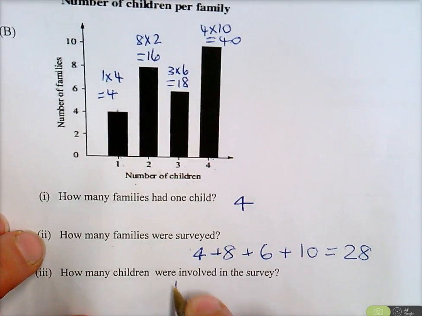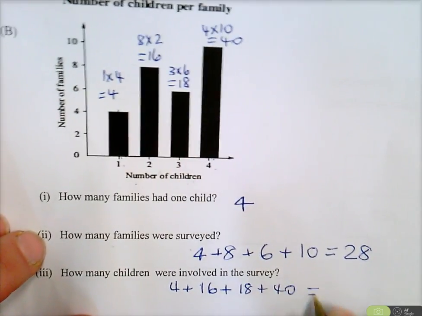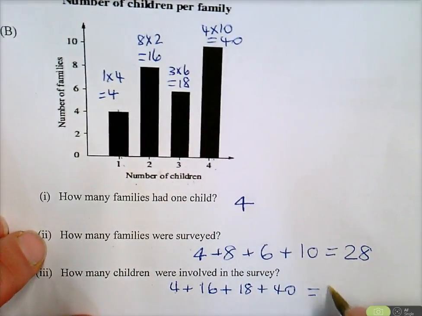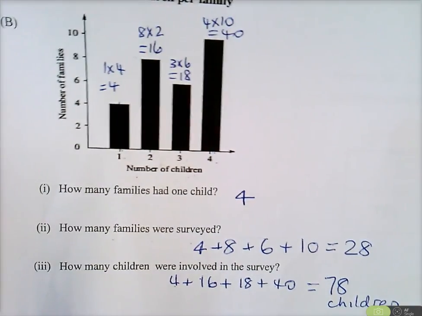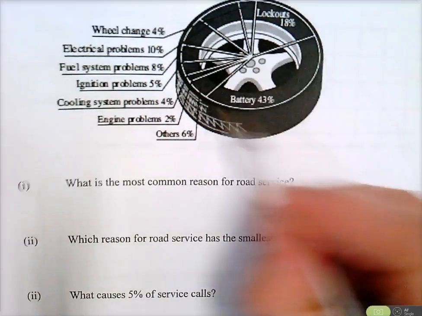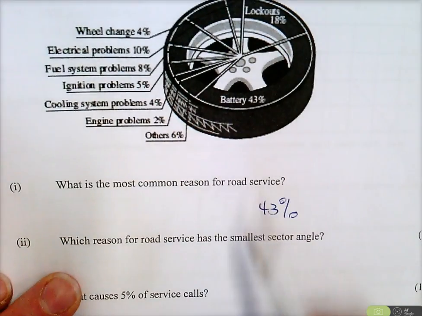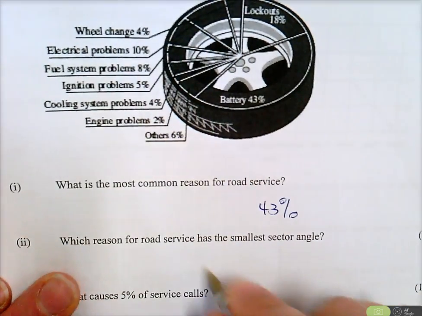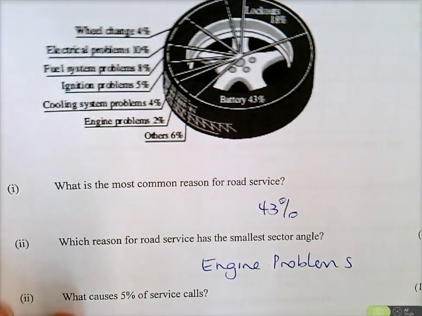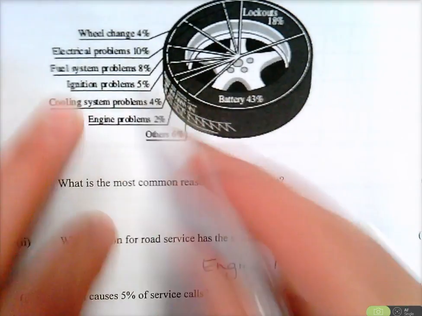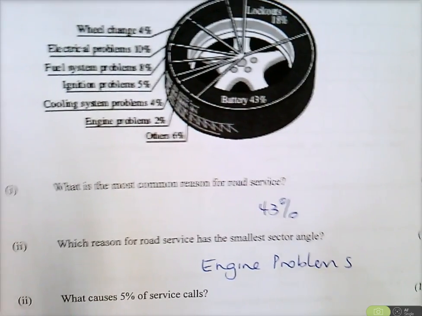So how many children? We've got 4 plus what? 16 plus 18 plus 40. I've got 40, 60, 78 children. So 78 children. We're going to go to the next page. And for road service, this is the biggest sector, 43%. Which reason for road service has the smallest sector? It is the one with 2%, engine problems. And what causes, that's pretty easy, this one. What causes 5% of service calls? It's the ignition problems. Now, the next one, girls, you're going to need your ruler.